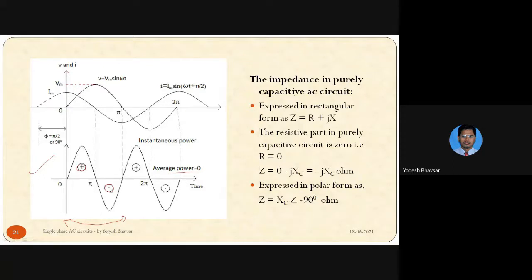Okay, the impedance in a purely capacitive circuit. Again the resistance value will be 0. Then impedance Z is equal to 0 minus j Xc. Why minus? Because X is equal to XL minus Xc. This is the basic relation, so that's why the minus sign arises. So minus j Xc, only the imaginary term will be present here. And in polar form, Z is equal to Xc at an angle of minus 90 degrees, in terms of ohms.